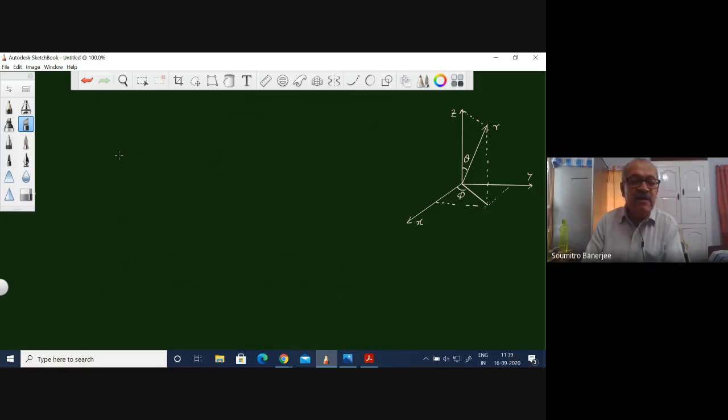So we have obtained that Lz is minus i h cross del phi. Now let us operate Lz on any psi. Now this I will express in terms of r, theta, phi, because we are now in this coordinate system. And let this be an eigenfunction.